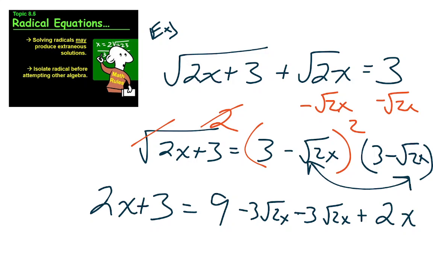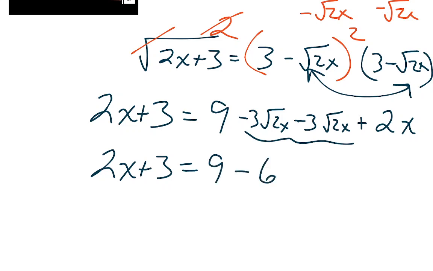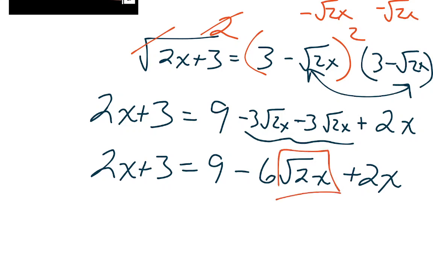All right, so we very carefully squared both sides. Now, after I do that, I've got some numbers that I can combine. Namely, these numbers in the middle are negative 6 square roots. And I survey the situation and realize that there's still a radical. Okay, I need to start over. I need to isolate that radical.